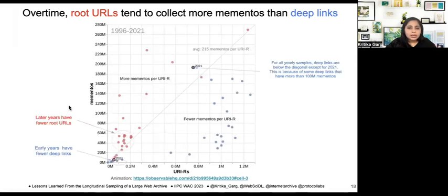We see early years have fewer deep links. For all the yearly samples, deep links are below the diagonal, except for 2021. This is because one of the deep links in 2021 has more than 100 million mementos. Later years have fewer root URLs. All the root URLs that were discovered in early years have lots of mementos.